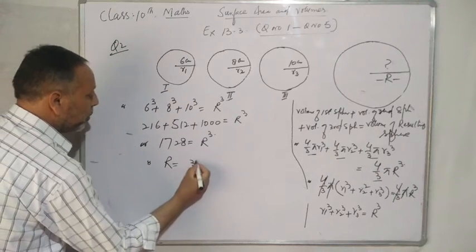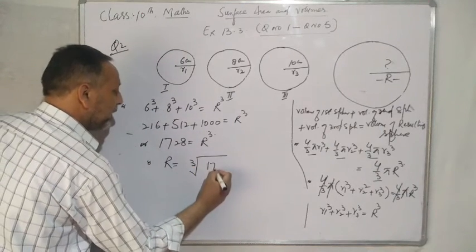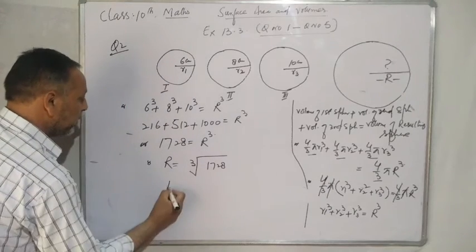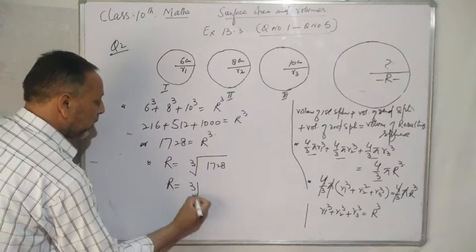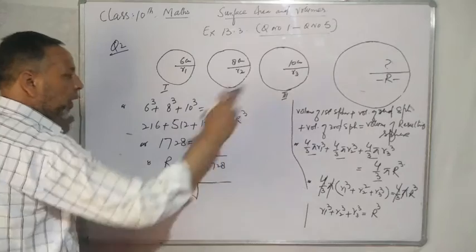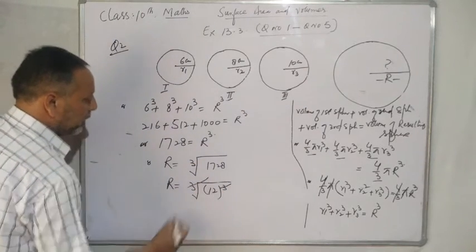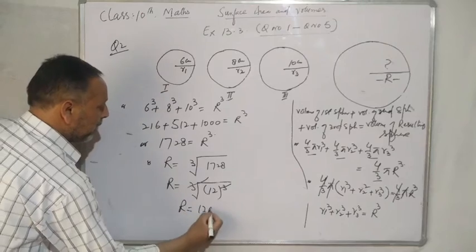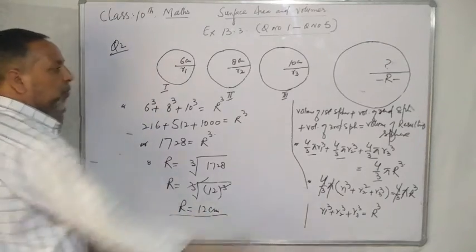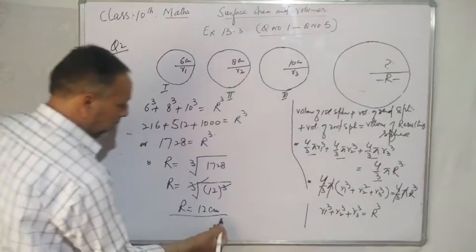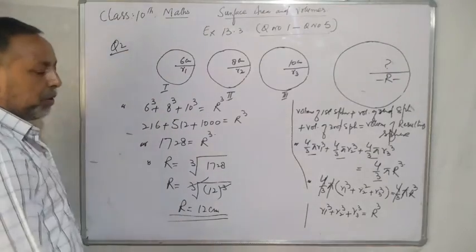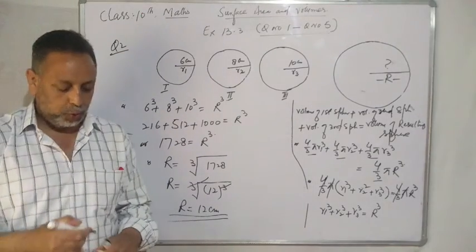Or we can say that r is equal to cube root of 1728. Find the cube root of 1728. 12 into 12 into 12 means 12 whole cube. Cube and cube root cancel. R is equal to 12 centimeter. Therefore, radius of resulting sphere is 12 centimeter. Note it down. Let's move to question number 3.